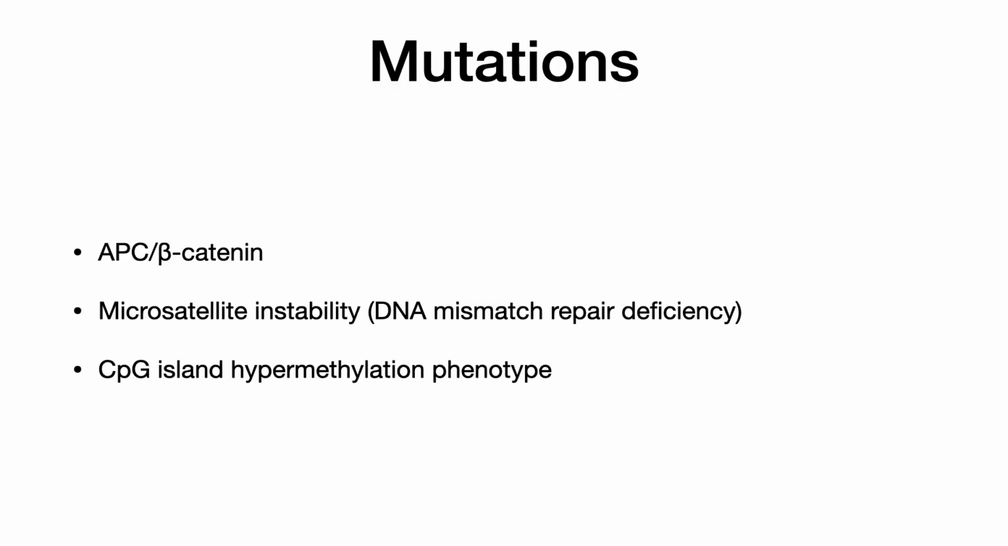And obviously, anytime you have iron deficiency anemia, you have to explain why a person has iron deficiency anemia. So the mutations associated with even sporadic adenocarcinoma: the APC beta-catenin pathway, microsatellite instability or DNA mismatch repair, so same things as we see in FAP and hereditary non-polyposis colorectal cancer, and the CpG island hypermethylation phenotype.